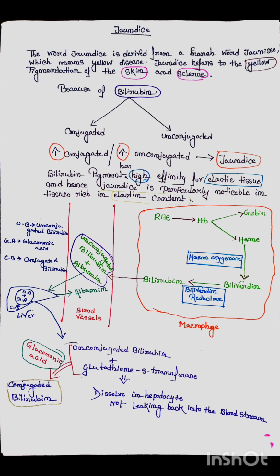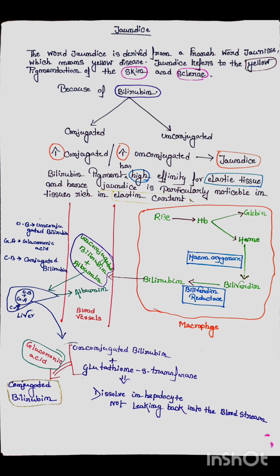Now in our plasma there are two types of bilirubin present. One is conjugated and another is unconjugated. If the level of either conjugated or unconjugated bilirubin gets too high in the blood, it leads to jaundice. Now here is a schematic diagram of RBC breakdown, because previously I told you that bilirubin is a byproduct of RBC breakdown. Now we'll see what happens.